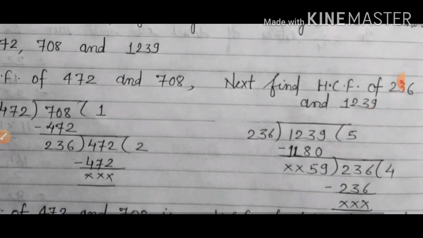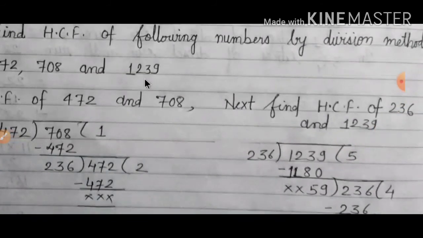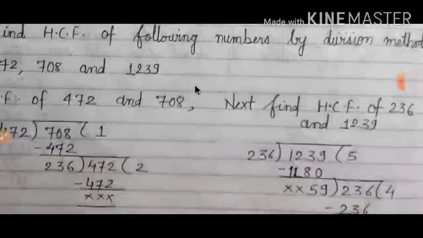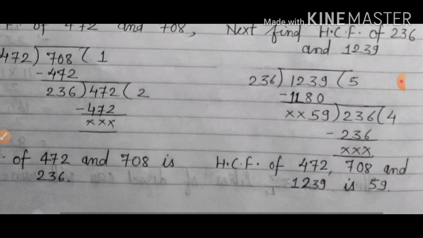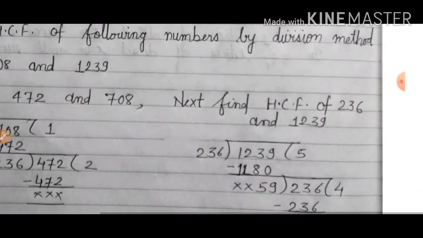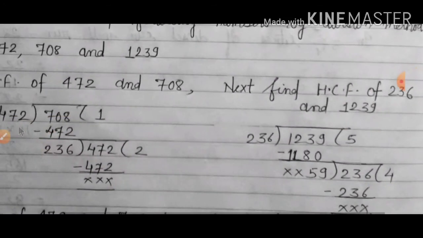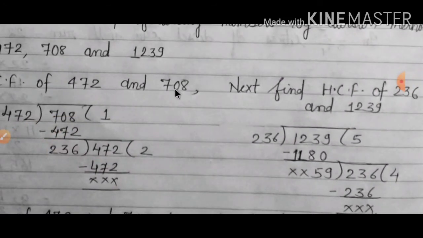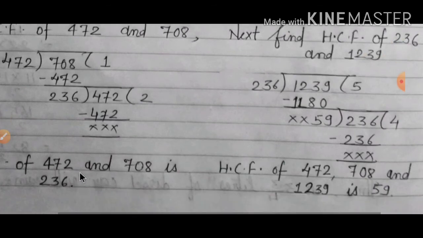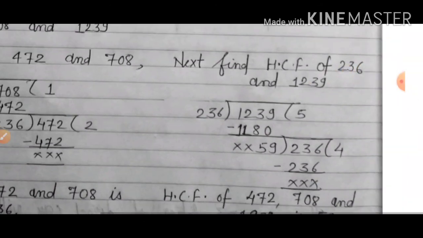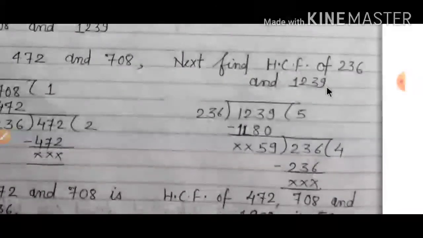Now here you can see the third number is left, 1239. So now you'll find the HCF of this 236 and 1239. First we'll find the HCF of 2 numbers, 472 and 708. The answer which we will get, we have to find the HCF of that number with the remaining third number, which is 1239.